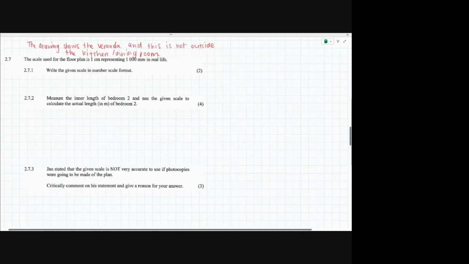Right, this is now where scale comes in. Like I say, what we need to bear in mind is that we often need to measure, and we need to be able to work with conversions or just general scale work. So the scale used for the floor plan is 1 centimeter representing 1,000 millimeters in real life. So every centimeter we measure on the floor plan represents 1,000 millimeters in real life. Now, 1,000 millimeters is a little bit random. Why? Who knows? But it's going to be important when we get to this next question.